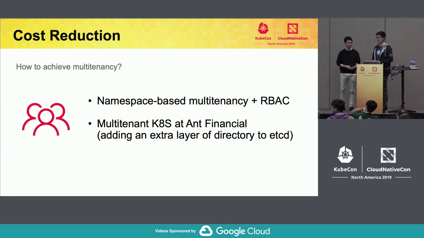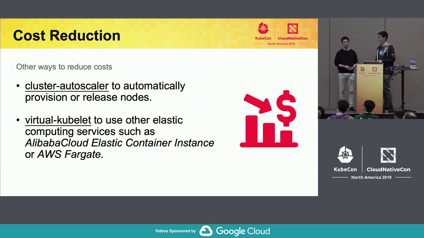But at Ant Financial, we have pushed the idea of multi-tenancy further by implementing a fully multi-tenant Kubernetes. We do this by adding an extra layer of directory to etcd, which is the storage engine behind Kubernetes. And we just store the data of each tenant in their own directory. By doing this, we can make a fully multi-tenant Kubernetes so that everything can be isolated. But there are a lot of technical details here which I'm not going to cover in this talk. Okay, let's move on to the next stage.